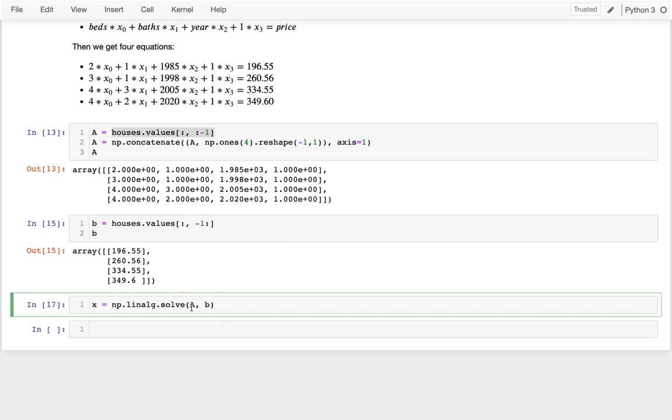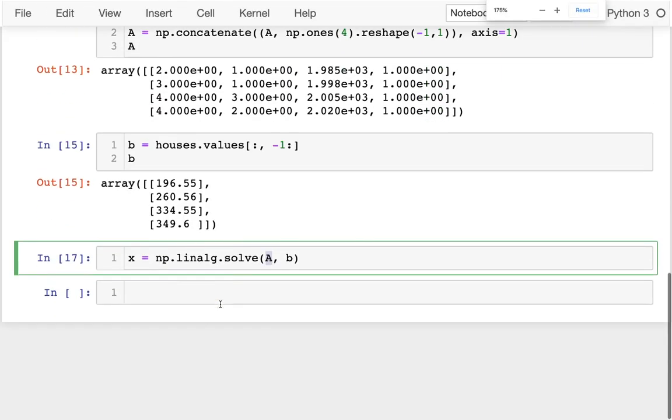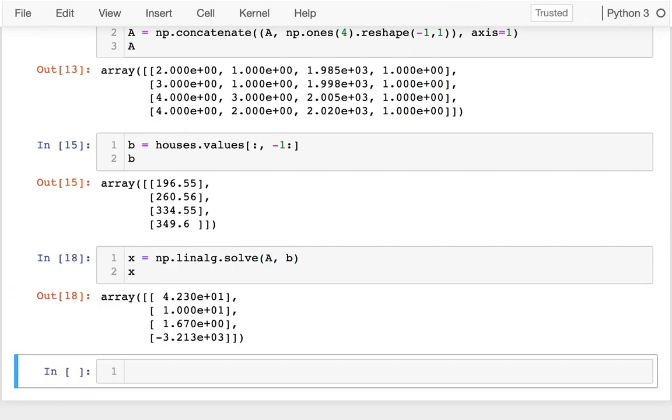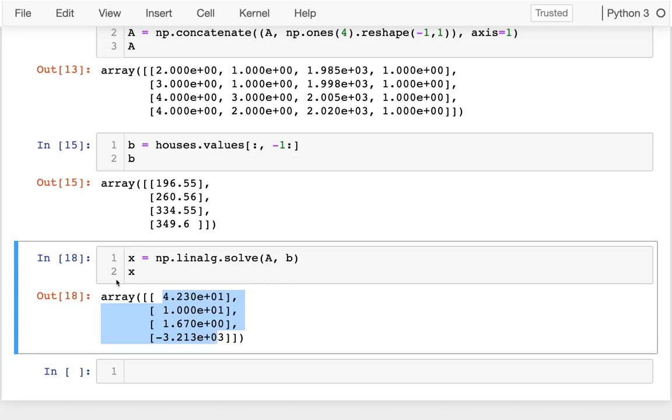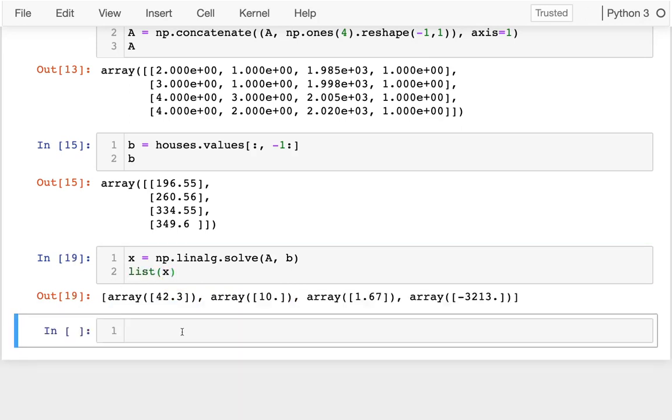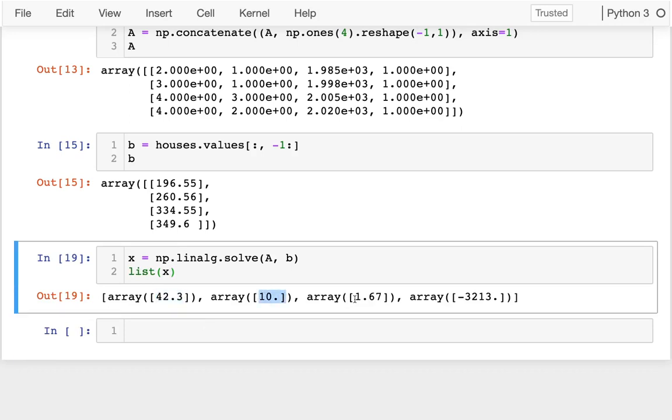By convention here, I'm using capitals for my matrices and lowercase letters for my vectors. I run that, and I see, sure enough, I actually get these values that we had last time. Maybe if I convert that to a list, it'll be a little bit easier to see. But these were absolutely those values we had last time in our model.